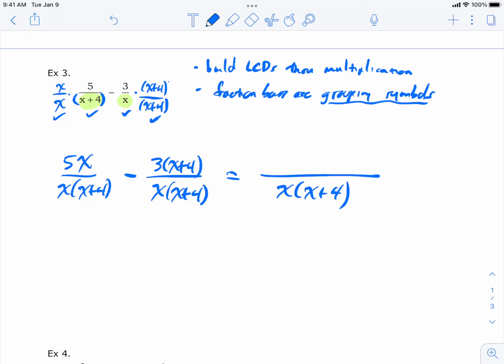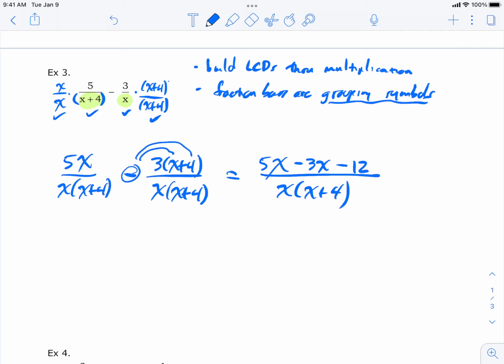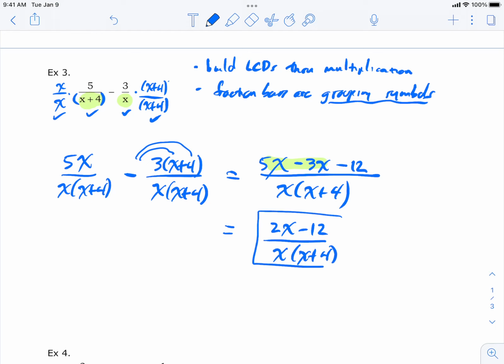And let's see now here. I've got a 5x. Now remember, this is like distributing. This is like a negative 3 multiplying both of these things. So this would be a minus 3x, and then there'll be a minus 12, right? Because I have a minus 3 times 4, which is a minus 12. Okay, so what have we got here? Well, now I've got these two like terms to put together. So that would be a 2x minus 12 over an x plus 4. And there's your answer right there.